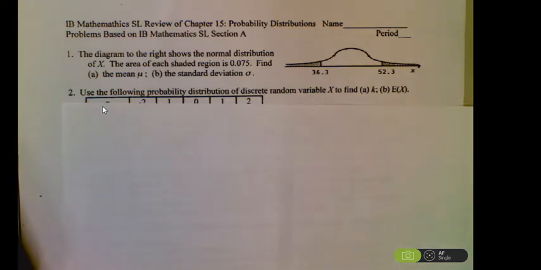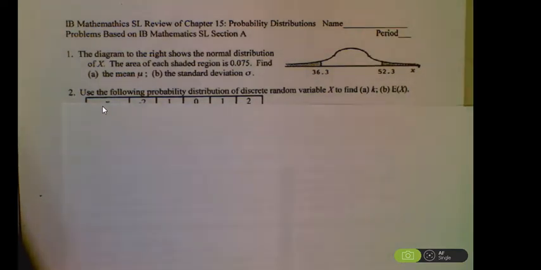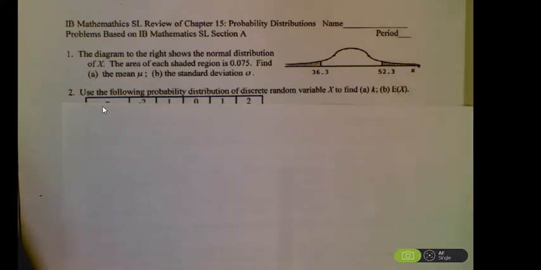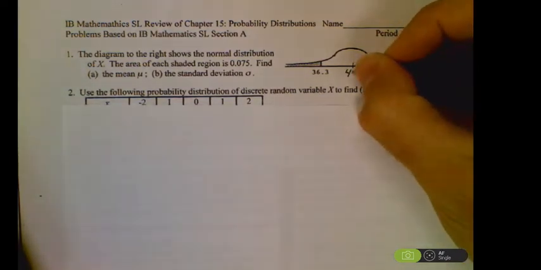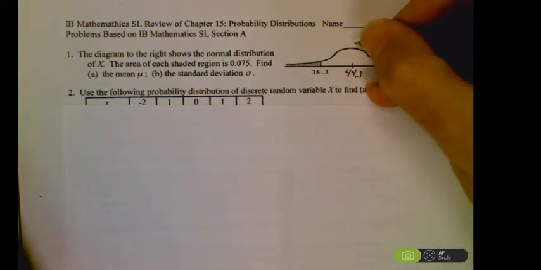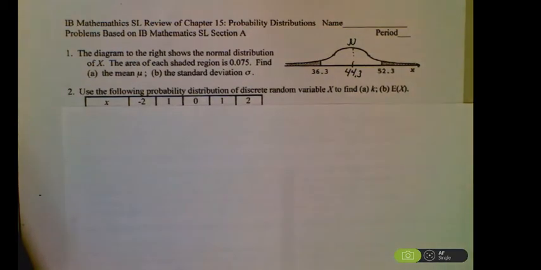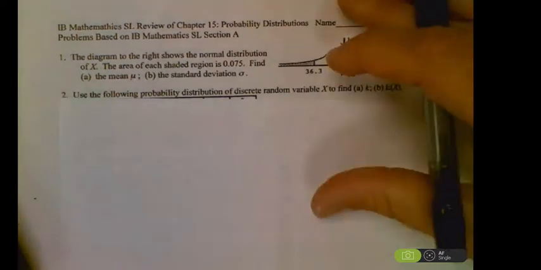So one thing we got to know right off the bat is these guys are symmetrical, which means left and right are matching. So it means that the mean is always in the middle. So if I add those two numbers together and divide by 2, that's going to give me the mean. So if we add those up, 88.6, and divide that by 2, 44.3 would give us the mean for that guy.